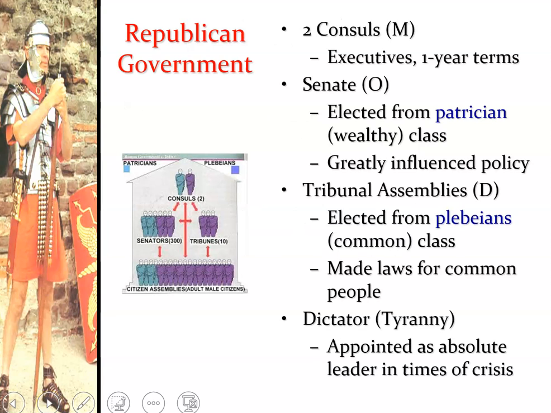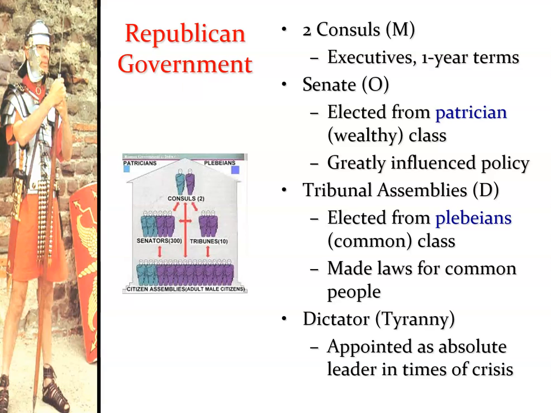The Republican government was a combination of many different kinds of governments that we talked about when we talked about Greece. There were a couple of executives, almost king-like figures or monarchs called the consuls. They were chosen for one-year terms. The patricians were represented in the Senate, which was a kind of oligarchy because it's ruled by a few people who happen to be very wealthy. This Senate really greatly influenced policy during the Republic.